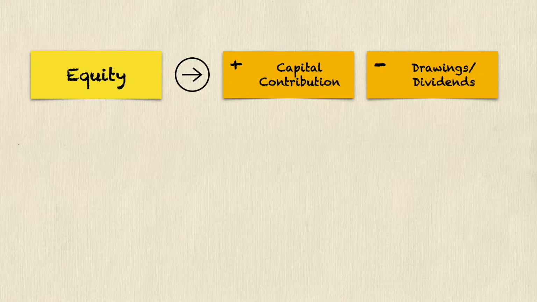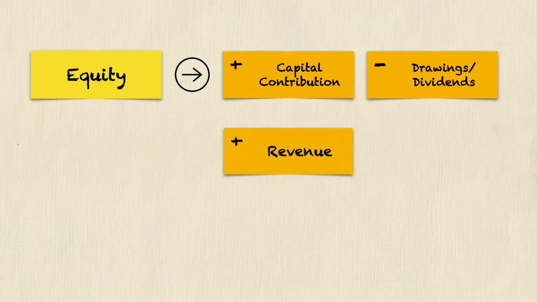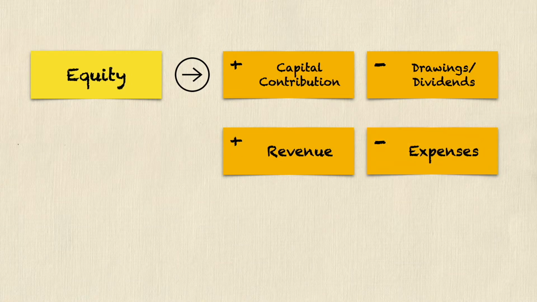A business will generate revenues through the sale of its products and the provision of its services. Revenues will result in an inflow of resources into the business. As a result, revenue will increase equity. Now, in order to generate this revenue, a business will have to consume resources. The consumption of resources of a business is called expenses. As expenses result in a decrease in resources, they will reduce equity.